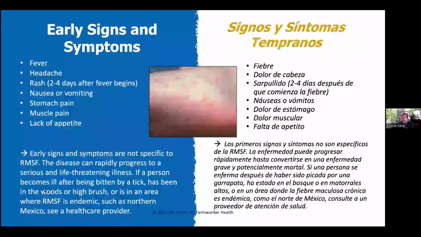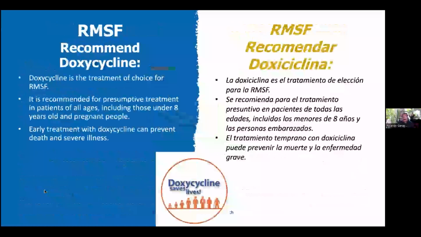The early signs and symptoms can be fever, headache, rash, nausea or vomiting, stomach pain, muscle pain, and lack of appetite can appear because people are not feeling well. Early signs and symptoms are not specific to the illness, but these can progress rapidly and become something very deadly that can even kill somebody. So if a person becomes ill after being bitten by a tick, in the woods or high brush where many of these ticks exist, Rocky Mountain fever can be present in New Mexico and in other places in the northern part of Mexico, and they must see a health provider.